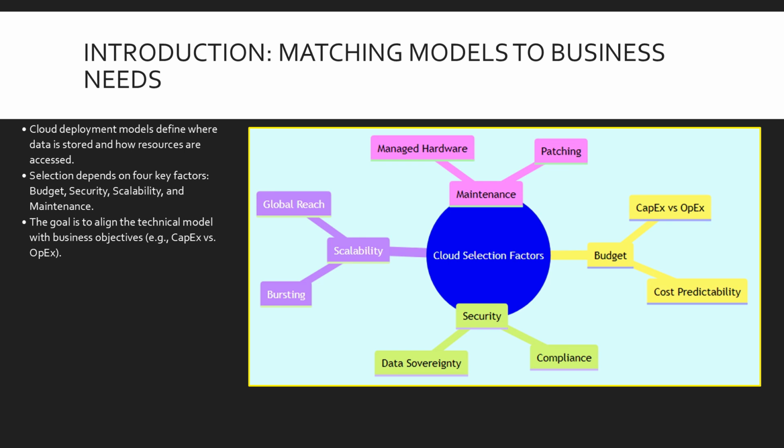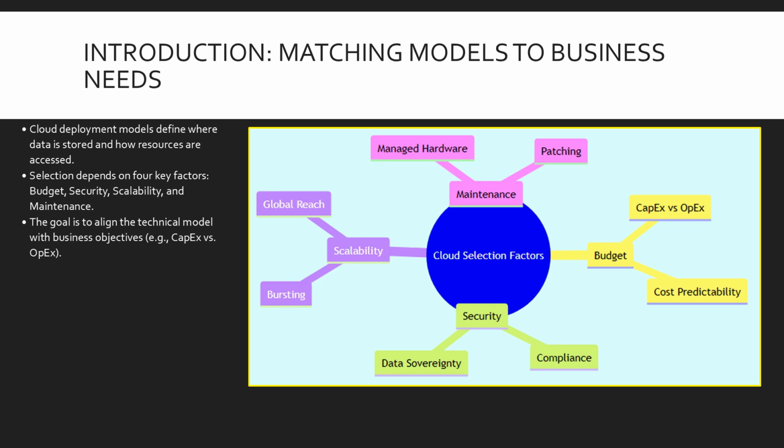Your choice isn't just about technology, it's about business constraints. We evaluate this based on budget, specifically the shift from capital expenditure to operational expenditure, security requirements, the need for scalability, and how much maintenance your team can handle. In this video, we will map these factors to real-world scenarios to ensure you select the right environment for your workload. This mind map visualizes the decision matrix we use.